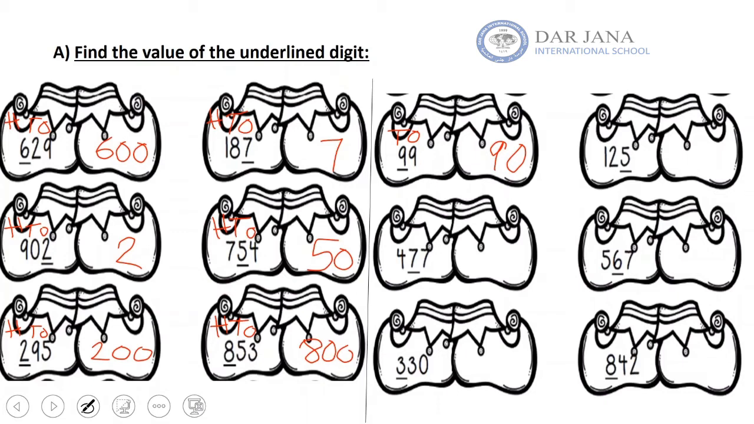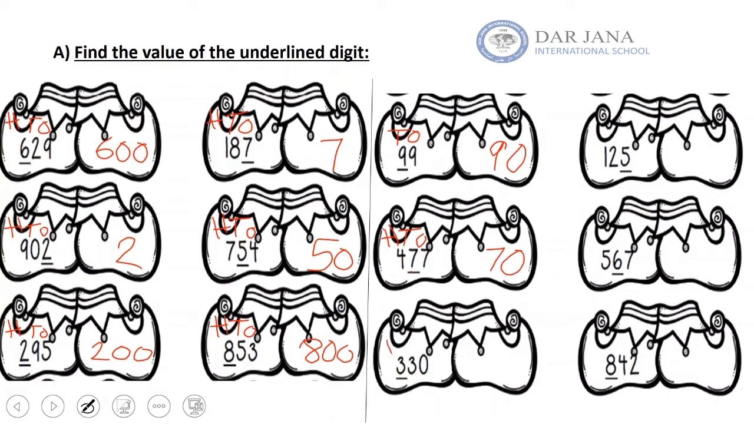Now, 447. I will put hundreds, tens, and ones. What's the value of the underlined digit? It's 7, right? It's under the family of the tens. 447. The value of the underlined digit here is, yes, 70.